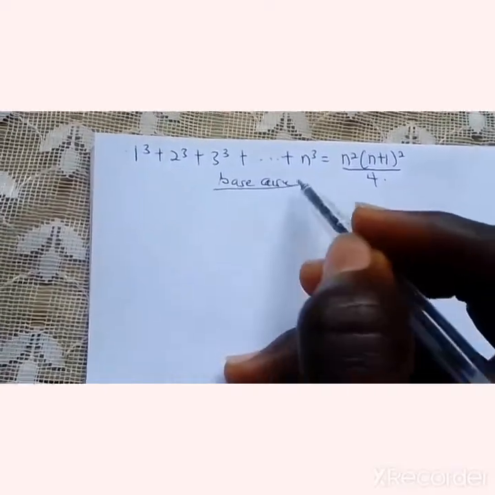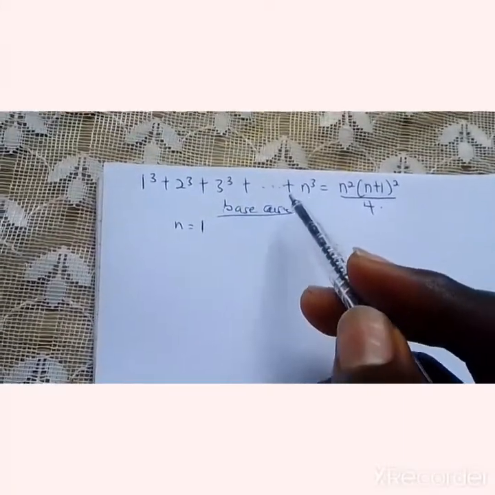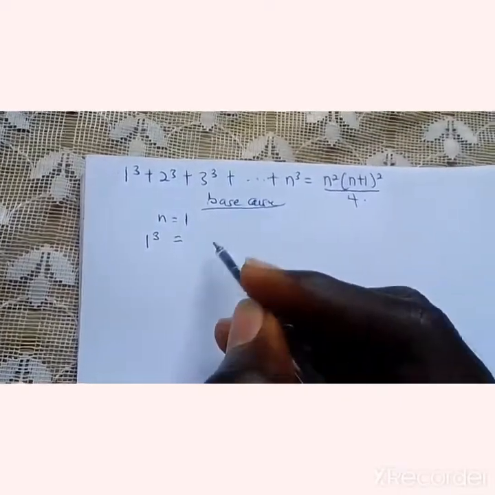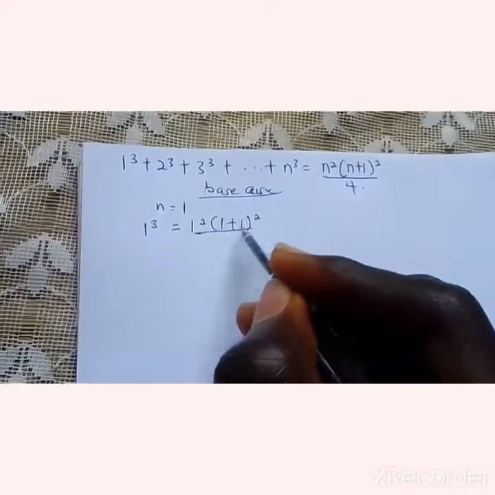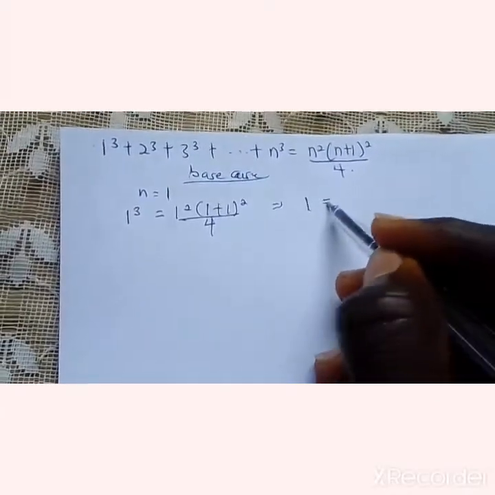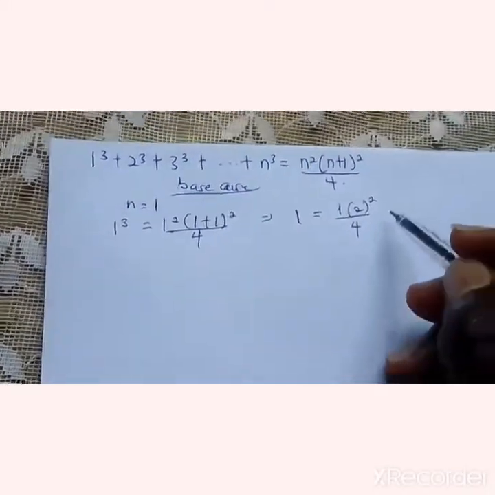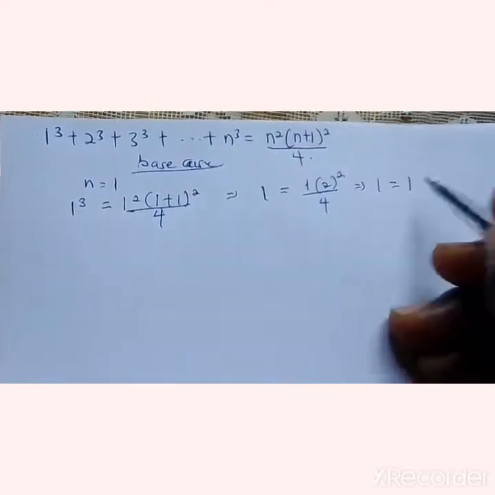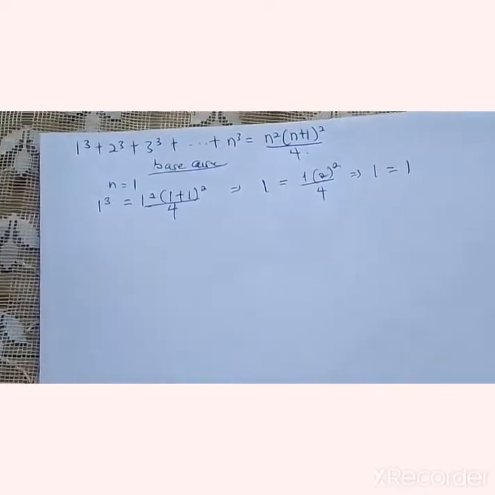So for our base case, for n equals 1, the left hand side we are going to get 1 cube, and it should be the same as our right hand side, which is 1 squared multiplied by 1 plus 1 all squared over 4. From here you get 1 cube to be 1 on the left side. On the right side we get 1 multiplied by 2 all squared over 4. Then you get 1 equals 2 squared is 4, it will cancel, you get 1. Therefore our base case is true. Therefore we can proceed with our proof method.